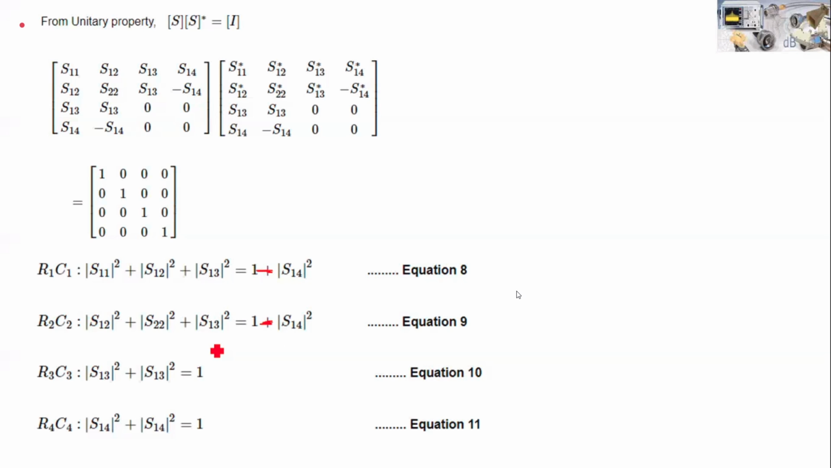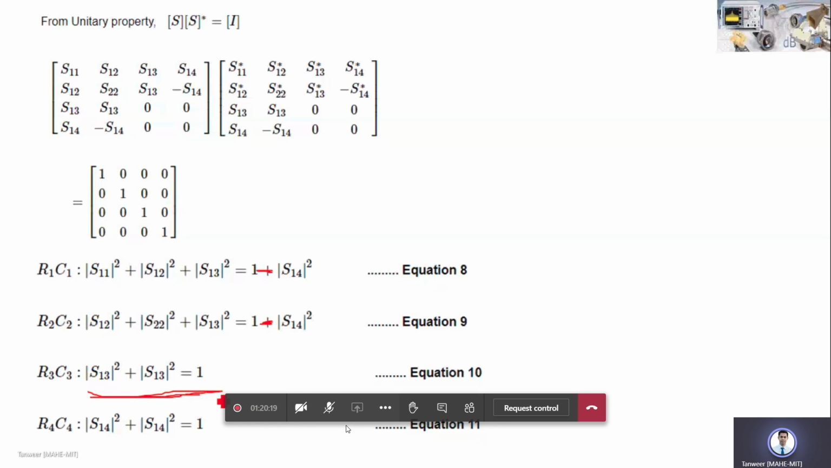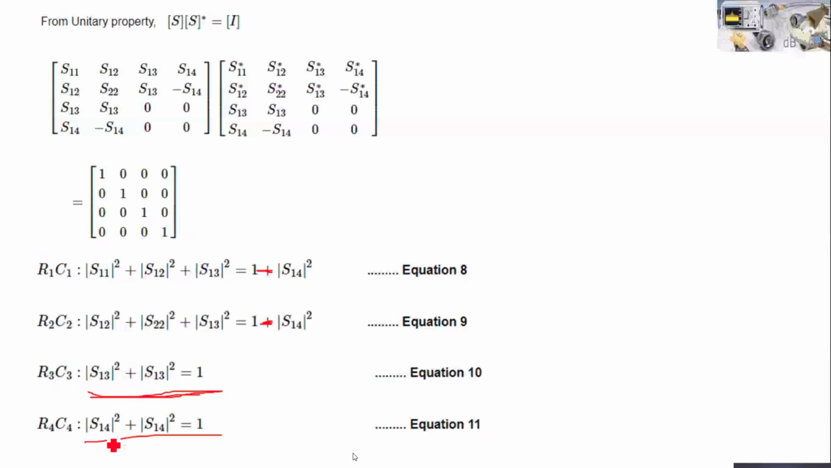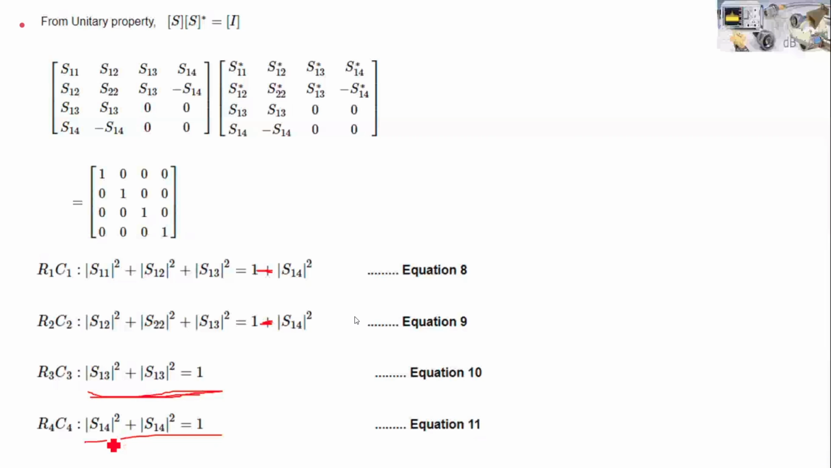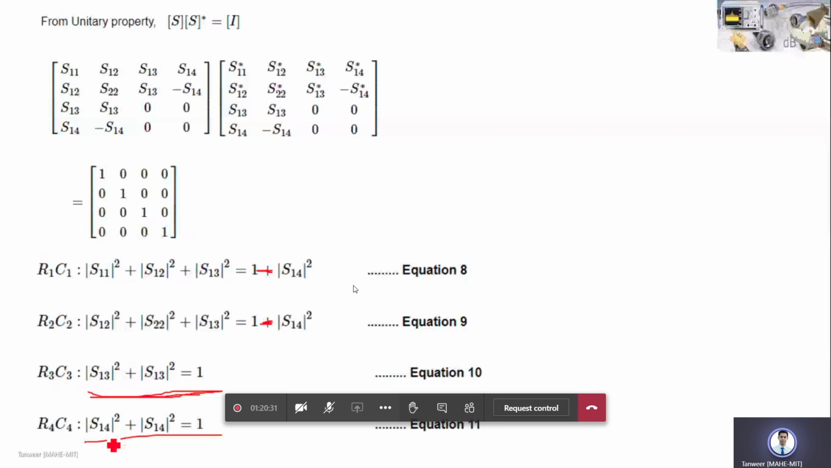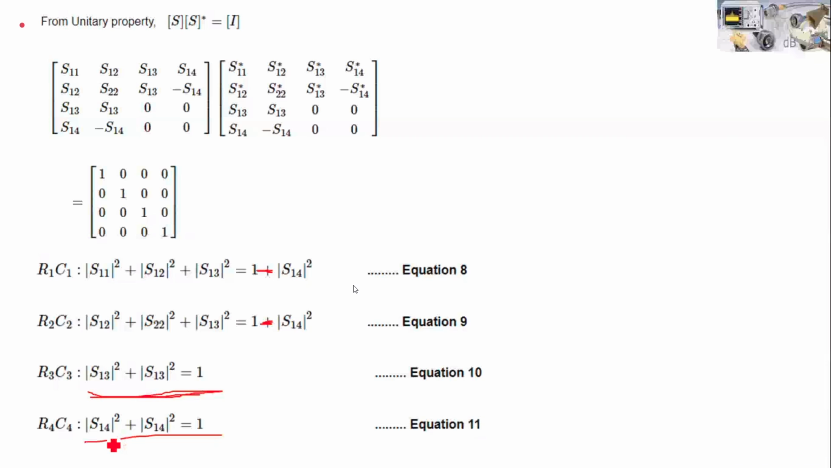Please rectify it. Now the same thing for R3 C3. You will get S13 squared plus S13 squared, so from here you can directly find the value of S13. It will be 1 by 2? Why? Twice S13 squared is equal to 1, so S13 squared is 1 by 2. If you remove the square, you get the root. Same thing from here, so you will get S14 and S13 equal to 1 by root 2, which they have done here. S13 is 1 by root 2, S14 is 1 by root 2.